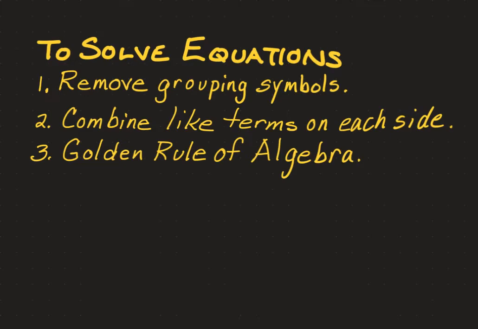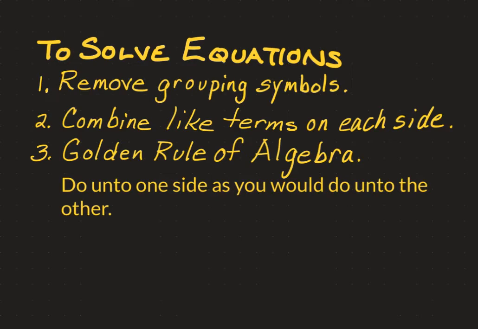I will be constantly reminding you of the golden rule of algebra. Do unto one side as you would do unto the other. Actually, we should modify this a little bit. Do or undo unto one side as you would do or undo unto the other. What do I mean by that?